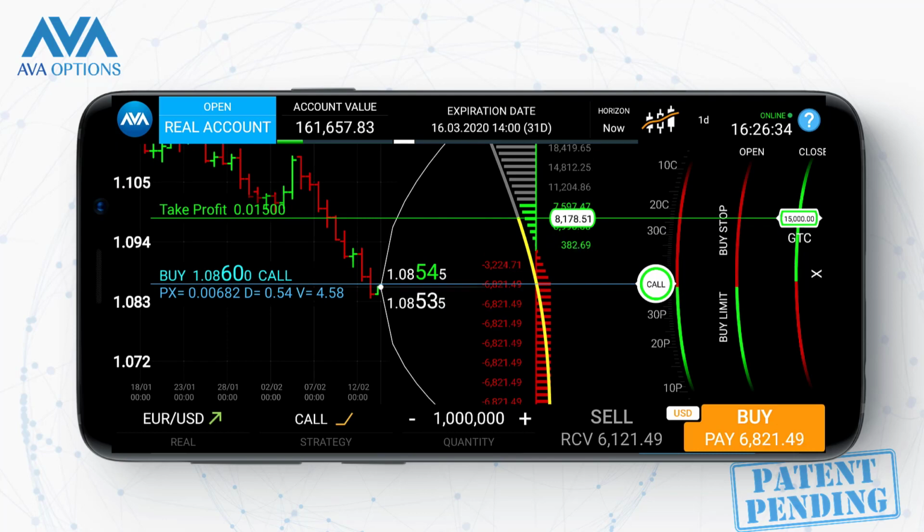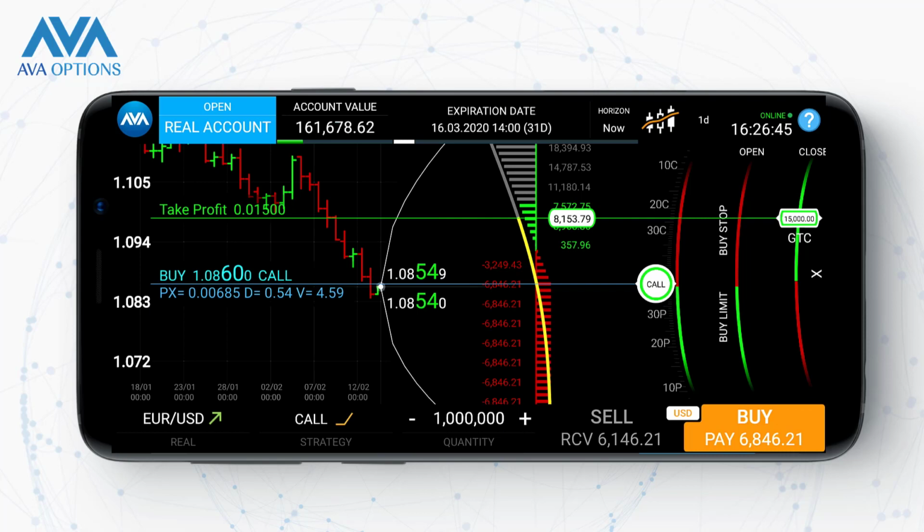What this is showing me is that I can buy the option in the market today for $6,800, and if I want to sell it for $15,000, I'll make a profit of $8,100, and that should happen according to this green line that extends all the way to the left, somewhere around 110.